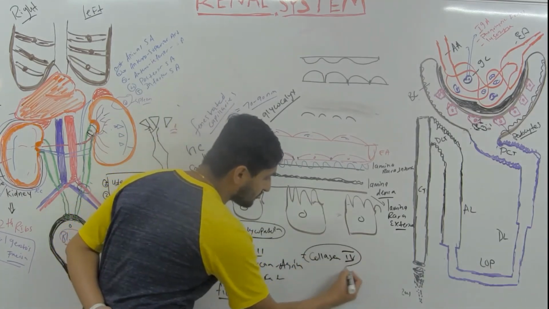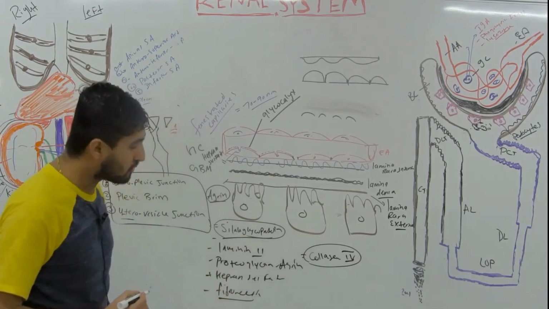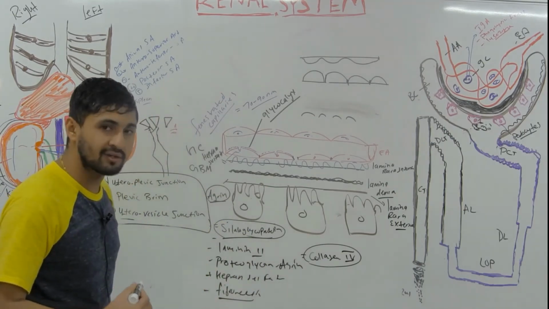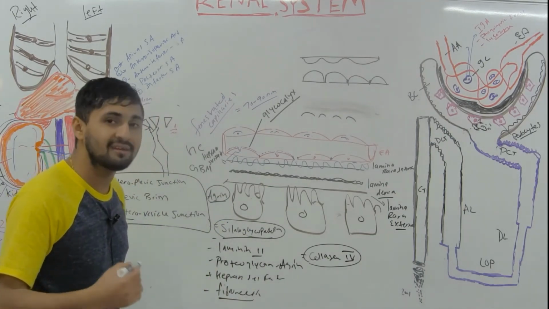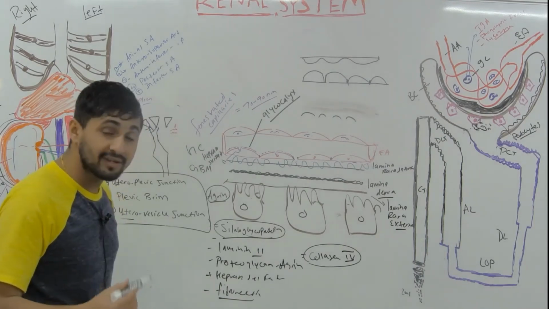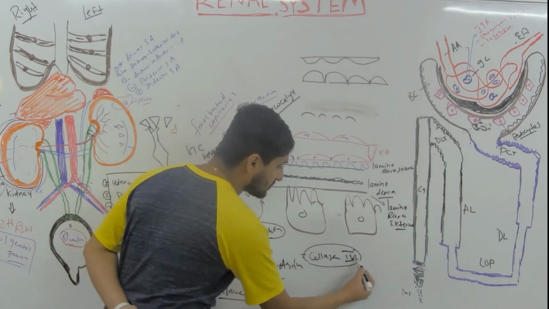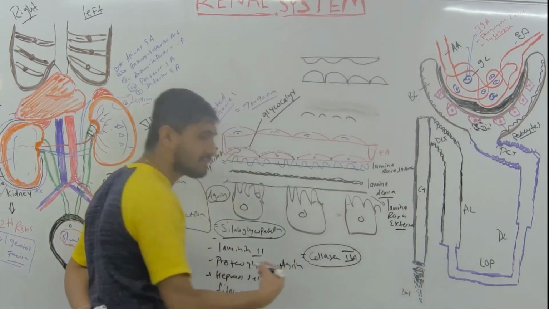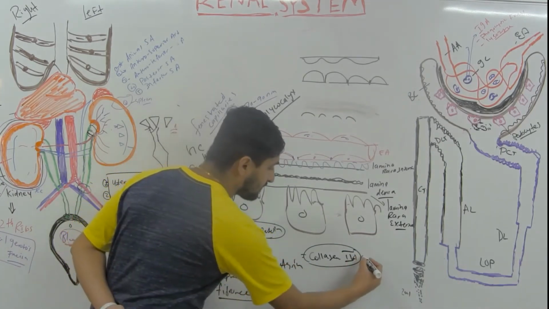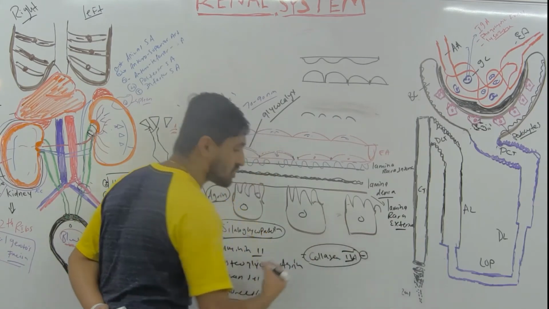And this collagen number 4 also plays a very, very important role, because collagens are made out of what? The triple helix, right? The triple helix of the amino acids. And it also plays a role as a barrier, okay? Because collagens are negatively charged, okay?